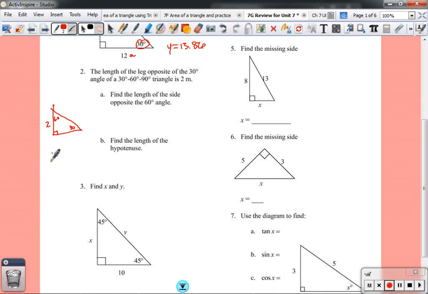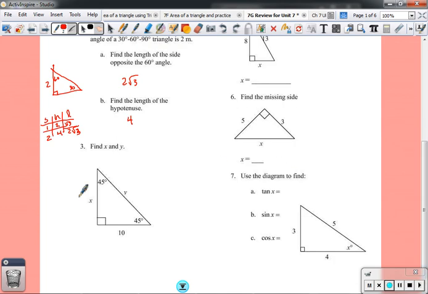Just for grins here, I'm going to go ahead and use special right triangles, and I'll leave this one in simplest radical form. There's the relationships, 1, 2, square root of 3. The short leg is 2, so I know the hypotenuse is 4, and I know that the long leg is 2 times the square root of 3. So the length of the side opposite the 60, that's 2 times the square root of 3. Then the length of the hypotenuse is double the short leg, so that's 4.